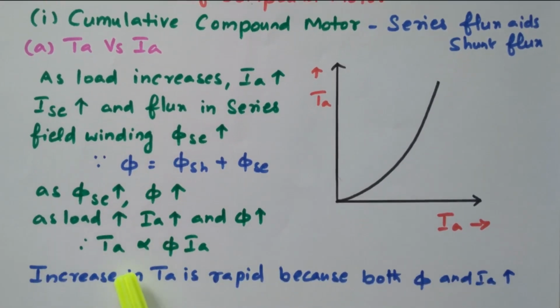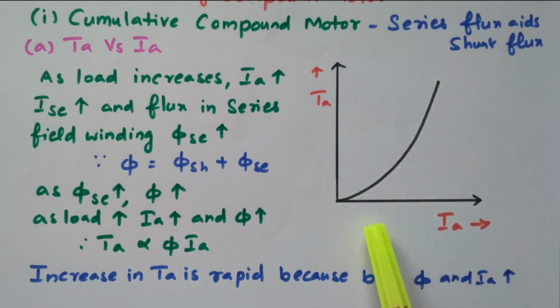We know that TA is directly proportional to phi into IA. Here phi increases, IA also increases, both increase. So we will get the graph in a parabolic manner. When IA increases, the torque increases in a parabolic manner because both phi and IA increase. The increase in TA is rapid because both phi and IA increase, right. So as the load increases, the armature current increases and the total flux also increases. TA is directly proportional to phi into IA, both increase rapidly, so we get a parabolic curve.